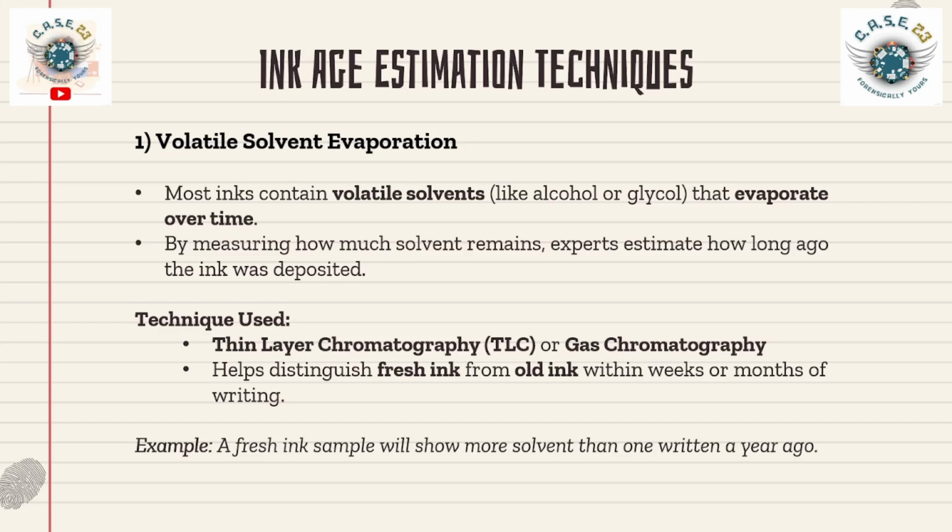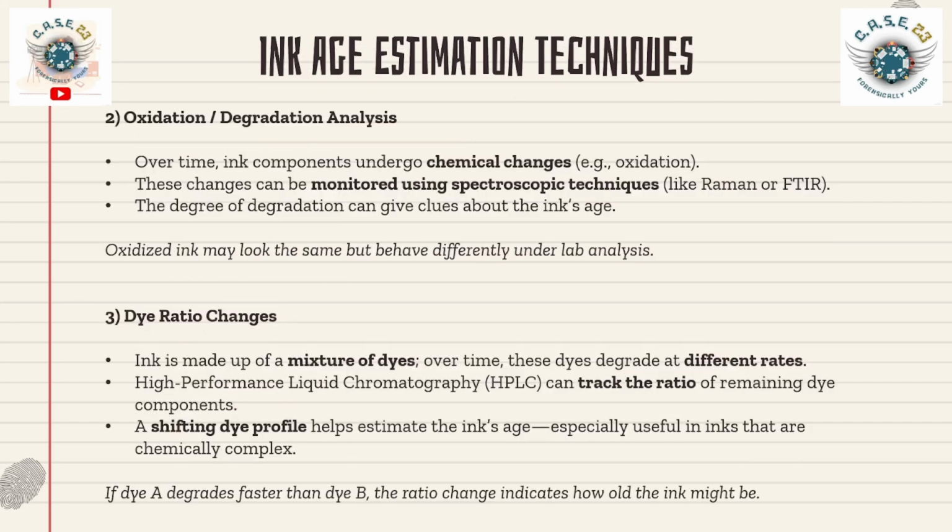Okay, let me give you an example. Let's say someone says a note was written last year, but the ink still shows a high amount of solvent. What does it mean? It means that it was probably written more recently. This kind of test helps tell the difference between fresh ink and old ink, often within a range of weeks or months.